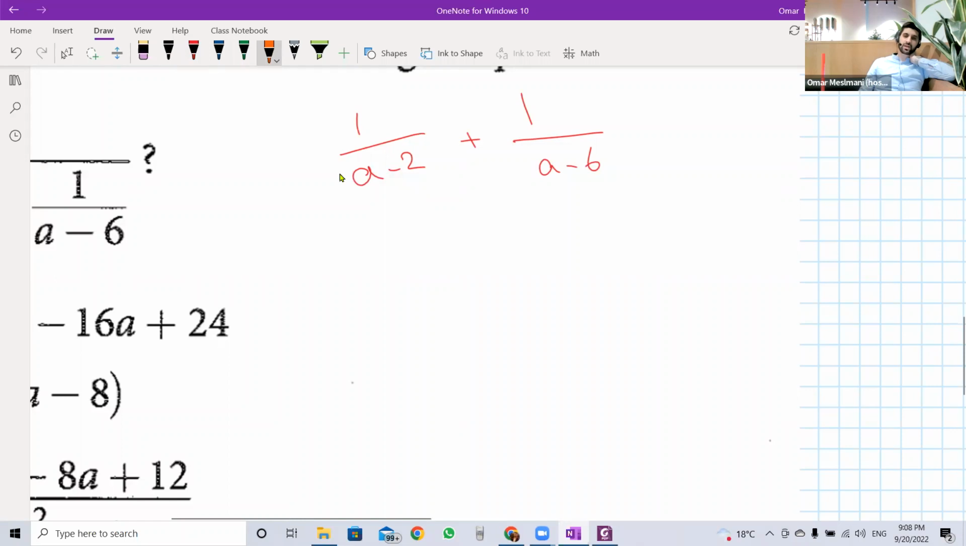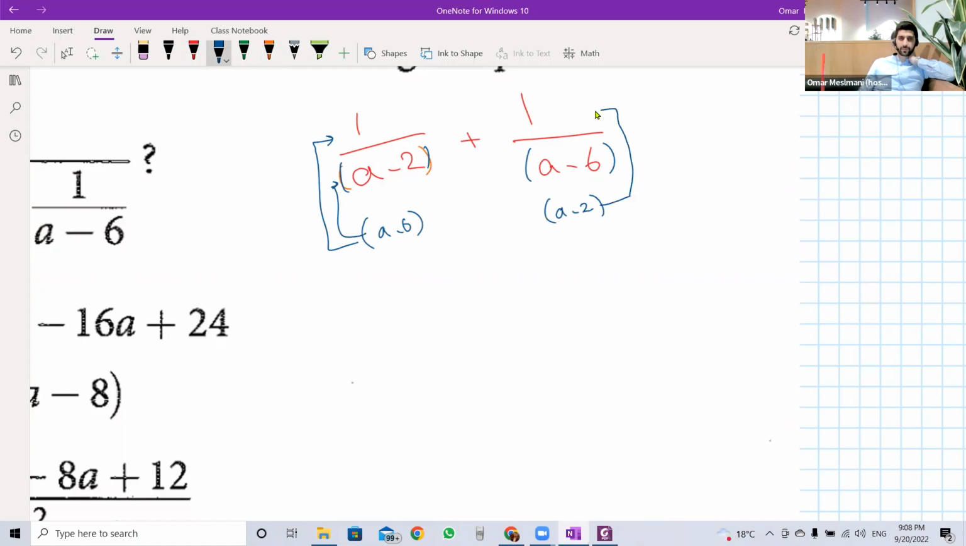What is the denominator here? It's a minus 2. What is the denominator there? It's a minus 6. Okay, I will multiply here by a minus 6. I will multiply here by a minus 2. And why are you doing the same denominator? You multiply up and down.